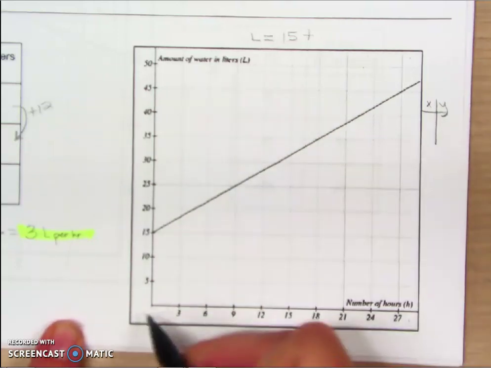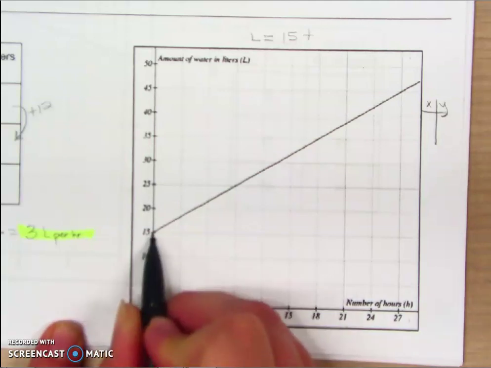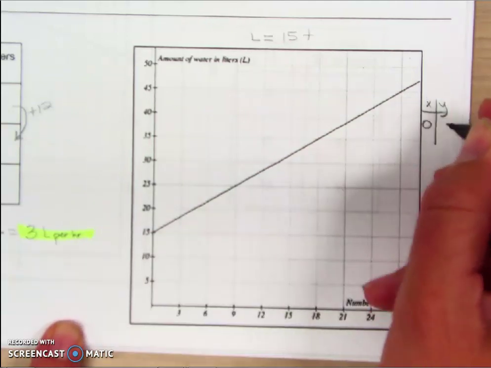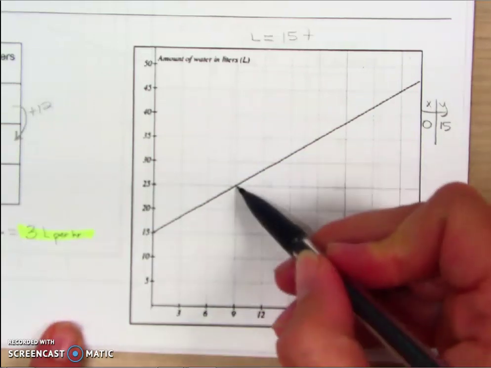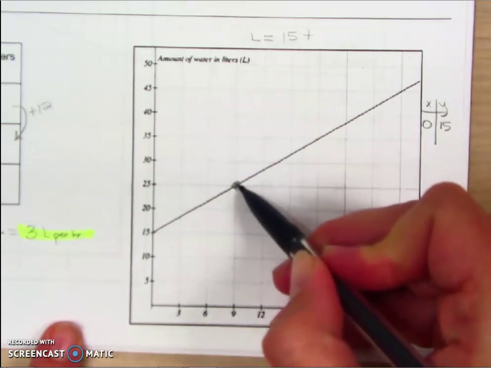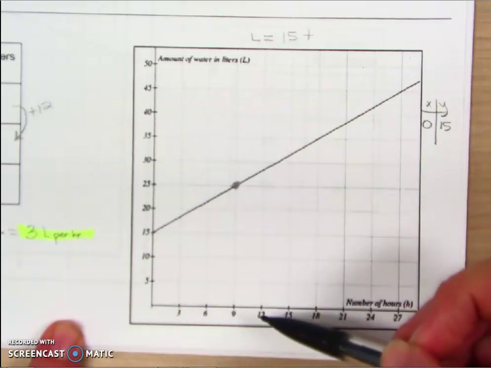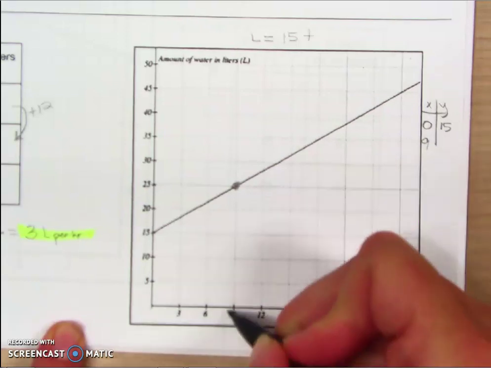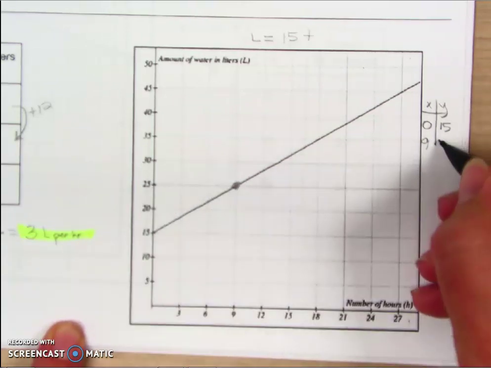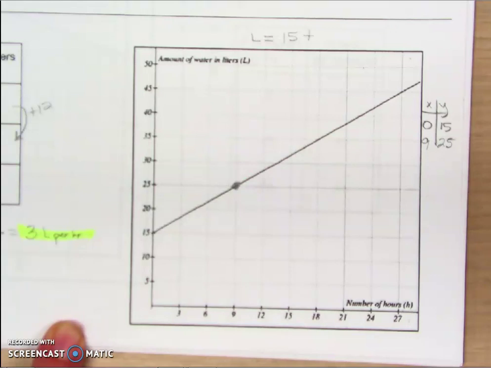So this point, after 0 hours, it's at 15 already. After 0 hours, so it's starting at 15, and then it's going up from there. It looks like that's a good point right here. So make sure that you're reading what that goes to. So this goes down here to 9. So after 9 hours, the level is at 25 liters.